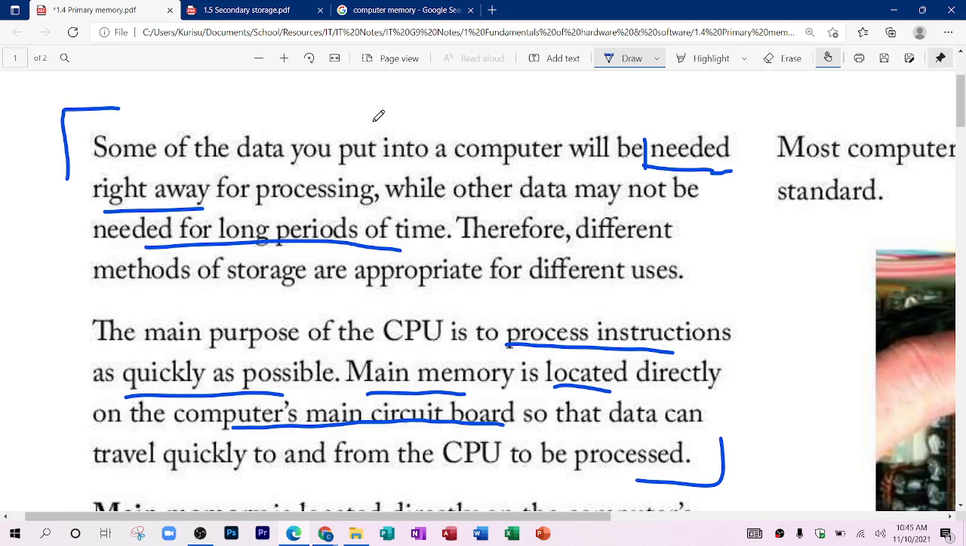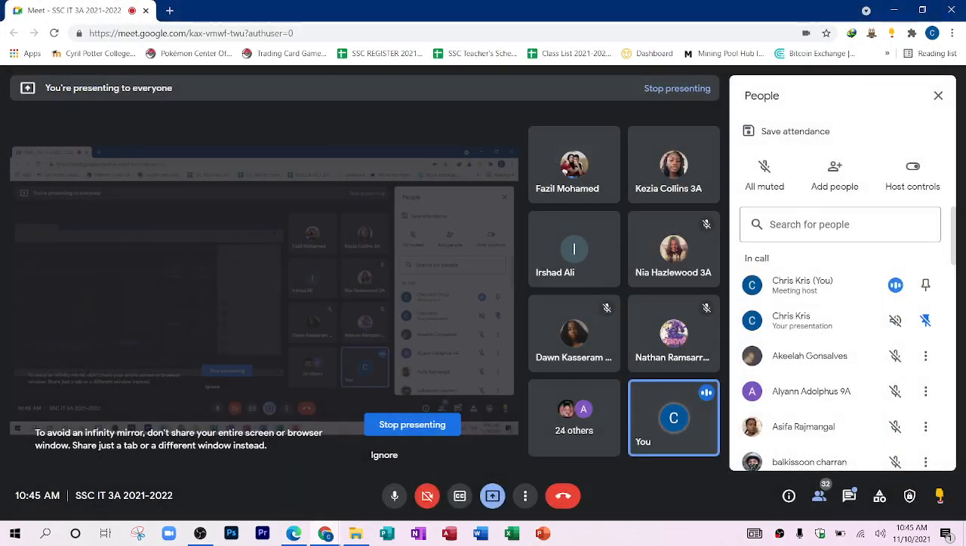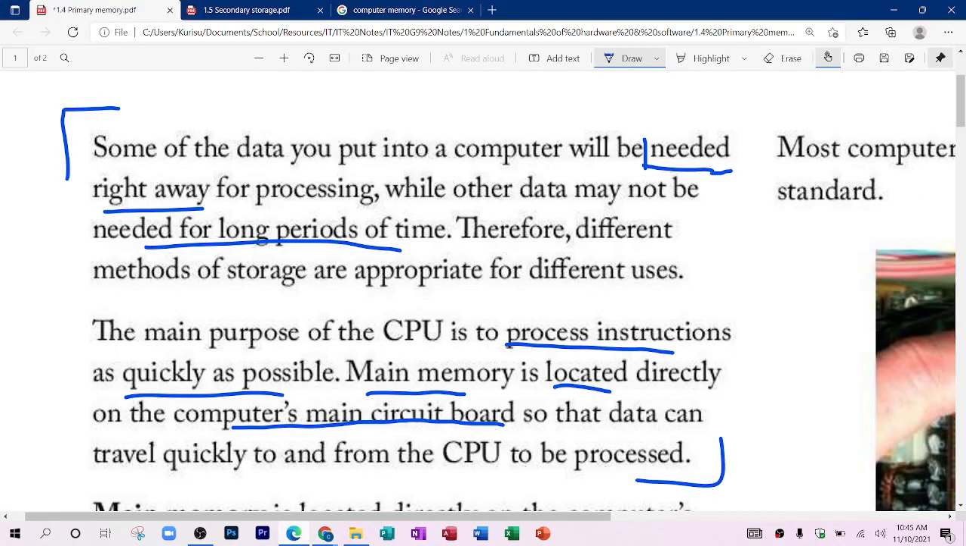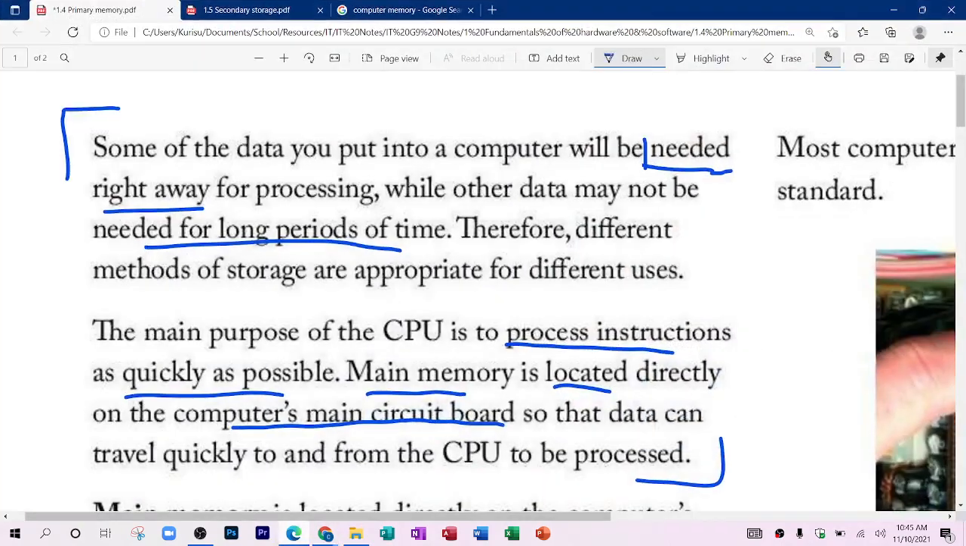So for those operating systems, their data is needed right away all the time. That type of data, your operating system, is needed all the time so that your device can function smoothly all the time. Because if those types of data were treated like your music files and your pictures and so on, then your computer would not function properly.